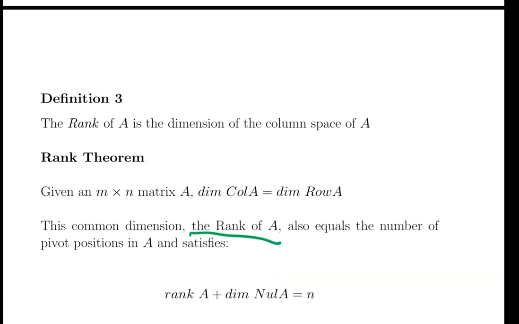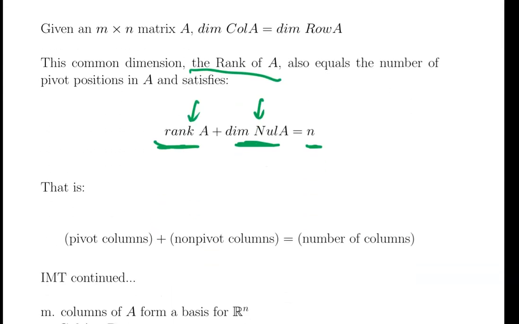Notice that the rank of A plus the dimension of the null space has to be n. Why? Well, the rank is based on pivot positions. The null space dimension is based on free variables, meaning non-pivot positions. They're mutually exclusive, so pivot plus non-pivot has to give you the whole thing. Pivot plus non-pivot is the number of columns.